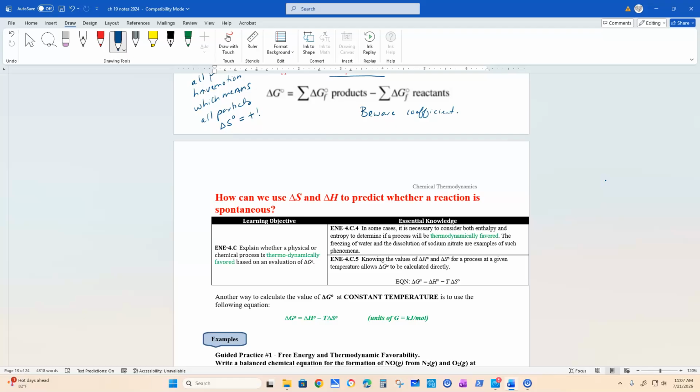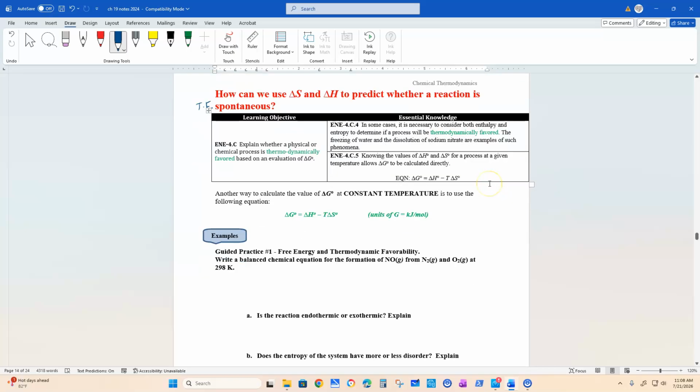But how can we correlate delta S with delta H to predict if something will be thermodynamically favored or not? We do have an equation, and it is on your equation sheet, so that's a good thing. If we have delta S and delta H, can we predict if something's thermodynamically favored? In some cases, it's necessary to consider enthalpy and entropy to determine if delta G is less than 0, like the freezing of water and the dissolving of sodium nitrate.